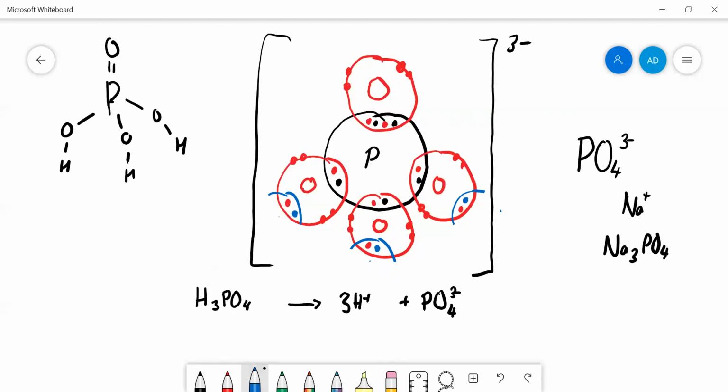Just to remind ourselves, of course, really those H pluses don't drop off, do they? What happens is they are given away to water molecules, and you're going to need 3 water molecules. And you're going to get 3 of the H3O plus ions with the dative bond in there, and the phosphate ion.